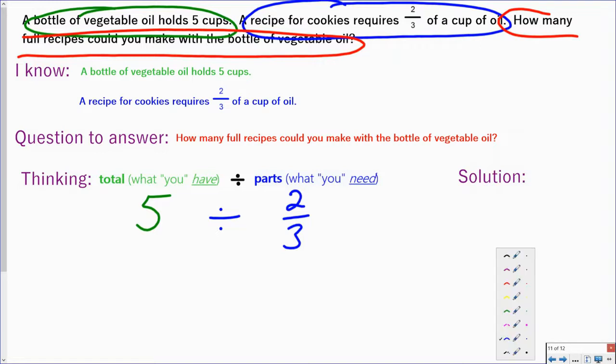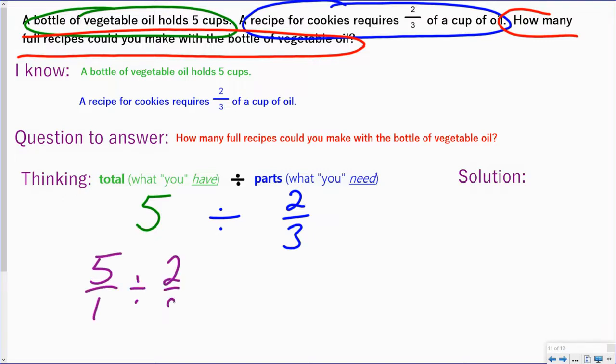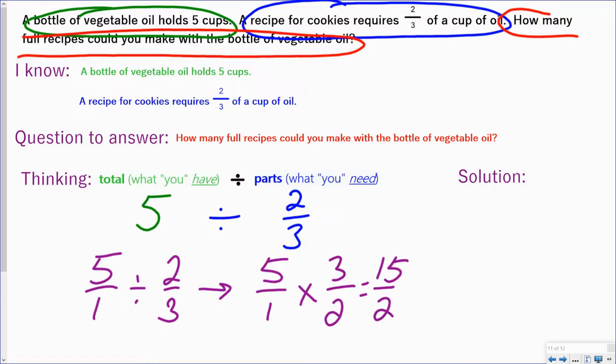And so when we solve this, I'm going to take my 5/1 divided by my 2/3. And in doing that, I can take 5/1 and multiply it by the reciprocal, or flip the fraction over. And that gives me 15/2. Well, this improper fraction doesn't help me any. So I have to simplify it down into a mixed number. So 15 divided by 2 goes in 7 times, which is 14. One left over. And so I have 7 1/2.